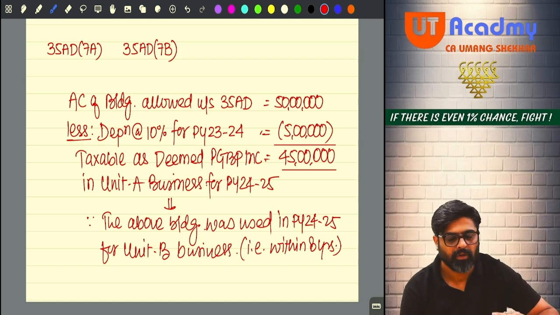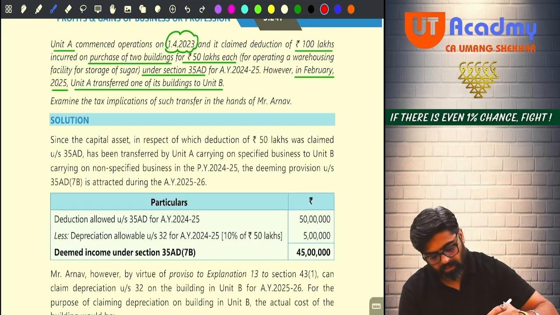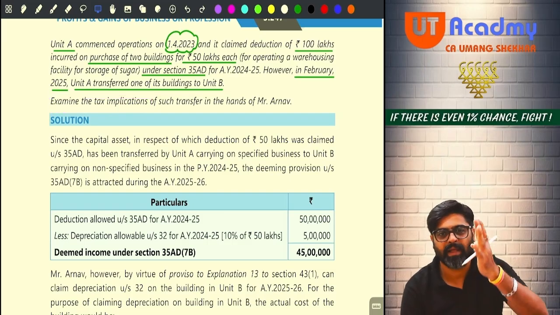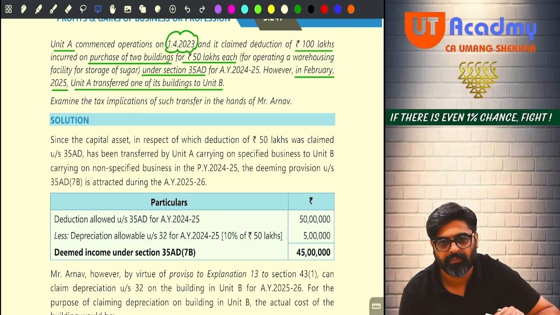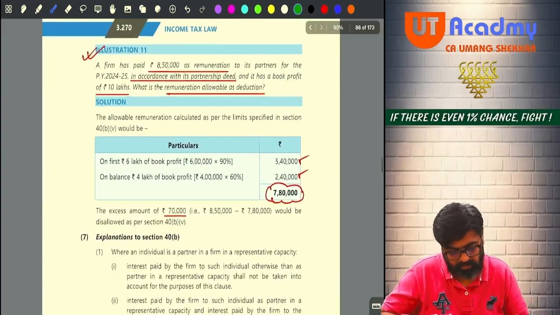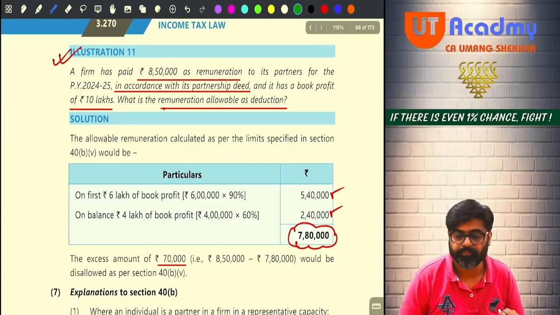So what they were asking you, they told you to examine the tax implications, which you have examined and given them the answer. Got it, sir? Now come to illustration number 11.